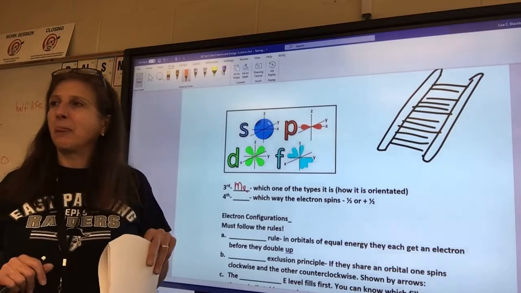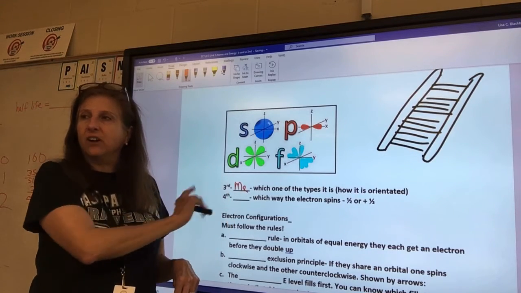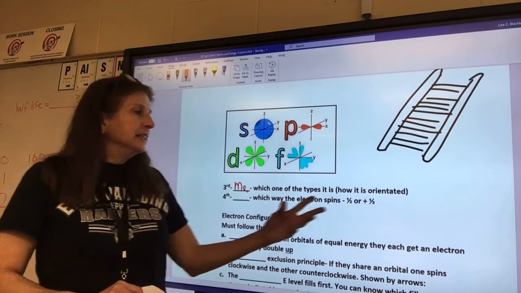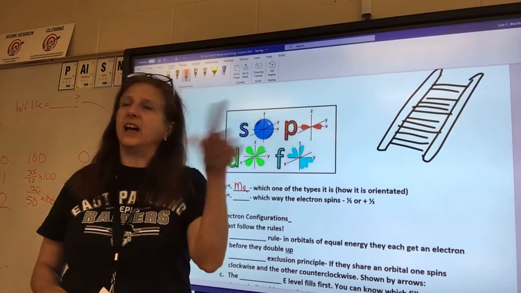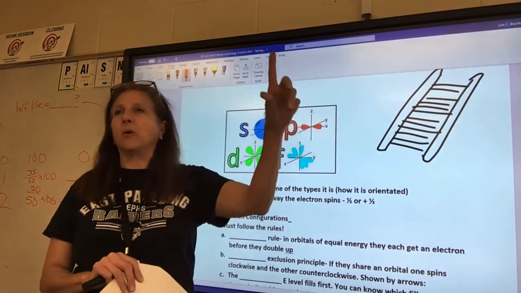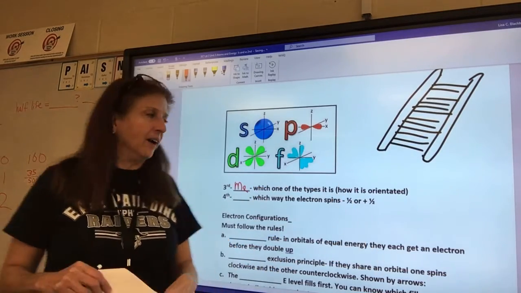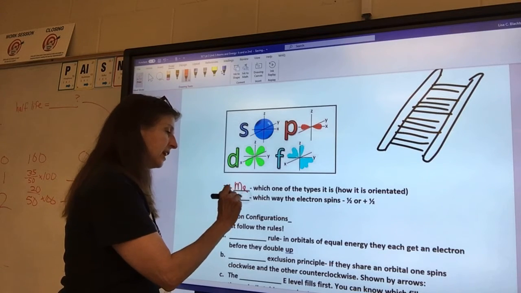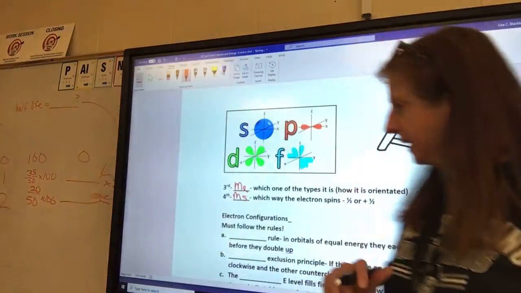Wait, what's that next to the M? It is a lowercase cursive L. So it's M sub L. And then the last one, if they share a room, one will spin clockwise and the other one will spin counterclockwise. That is signified by plus or minus 1/2. And this letter is called M sub S, which kind of makes sense, S for spin. Which way is it spinning?